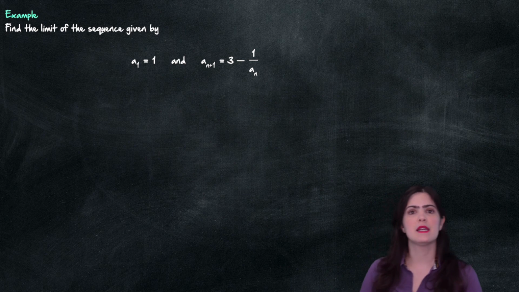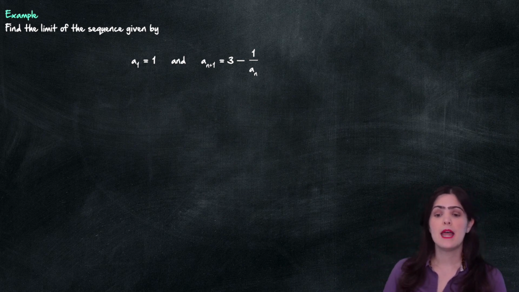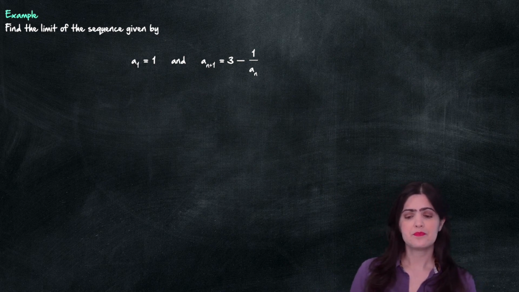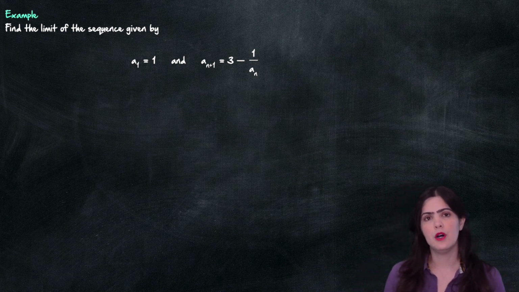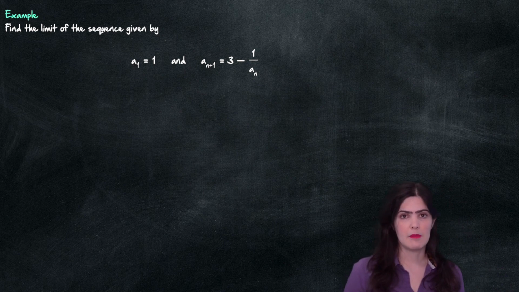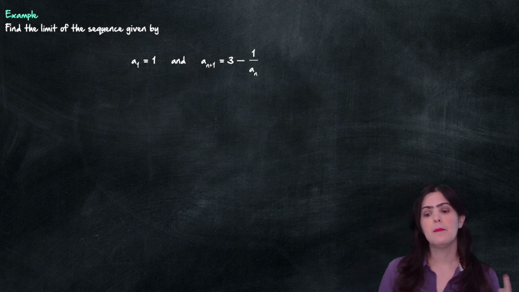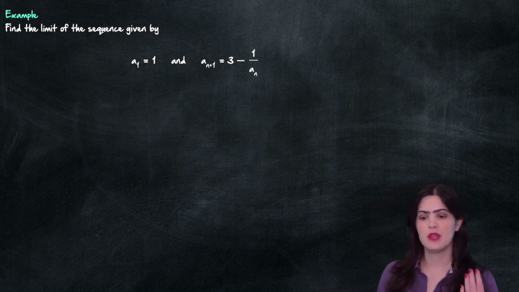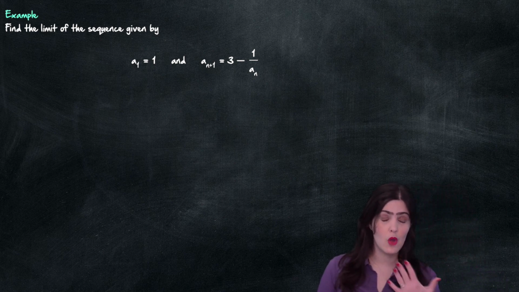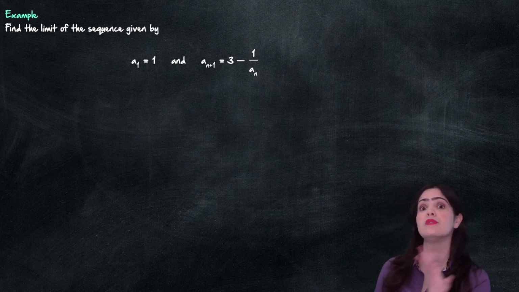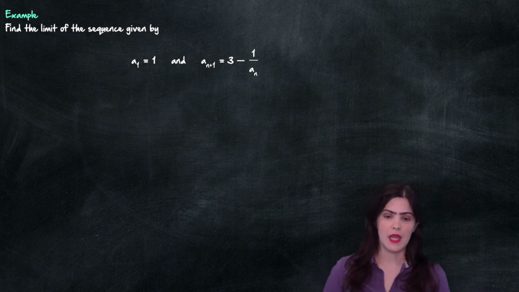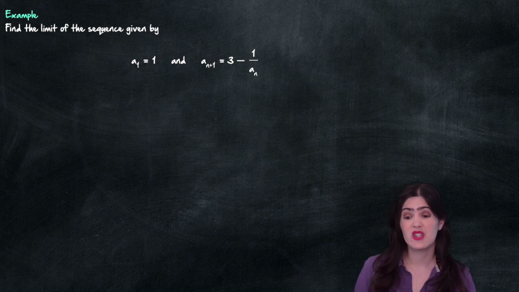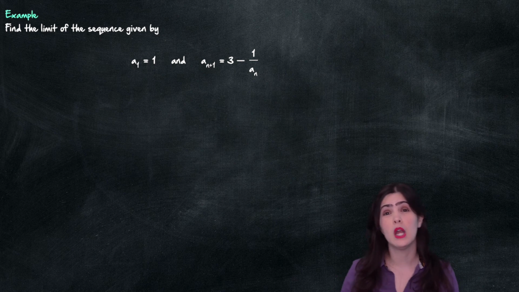Okay, so we have this exercise that is asking us to find the limit of the sequence given by: the first term a1 is equal to 1, and then we define each term a_{n+1} as 3 minus 1 over a_n. So the next one is going to be 3 minus 1 over a_n, like 1 over the previous term in the sequence. How on earth do I compute this limit? I don't really know, because I cannot use limit laws. There's nothing like that.